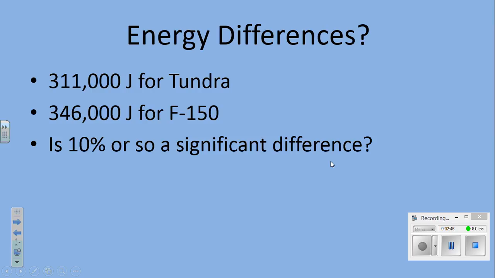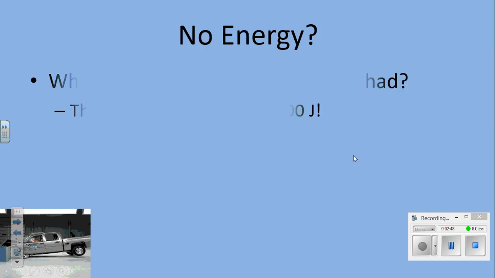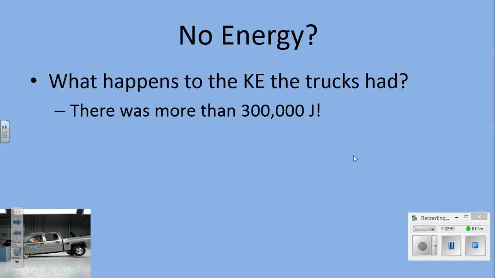But then the next question is, what happens to that energy when they do run into the barrier? They both have more than 300,000 joules of energy, and where does that energy go? And as I mentioned in a previous video, please don't tell me it went into the barrier. Some of the energy was transferred to the barrier, but in what form? So let's list some of the things here.